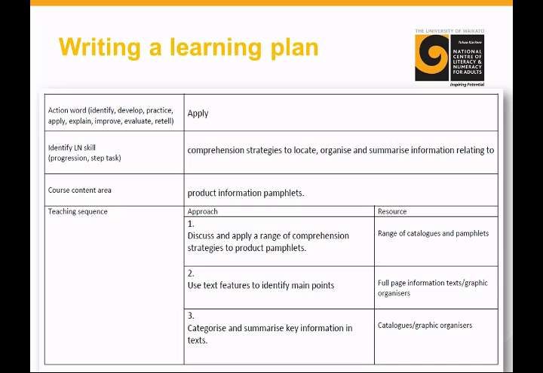And then we implement our plan to make sure people can do this. Discuss and apply a range of comprehension strategies to product pamphlets. So in this case, discussing what comprehension strategies are and sort of making a tally of what these are and what we could use. That's step 1. Step 2, use text features to identify main points. This is to do with understanding that there's headings and subheadings and so on. And finally, categorizing and summarizing key information in the text. And so we want students, when they're working in this particular store, if that's where they're going, to be able to read pamphlets quickly, identify the main points, know how to read them, and to be able to organize and summarize that information correctly.